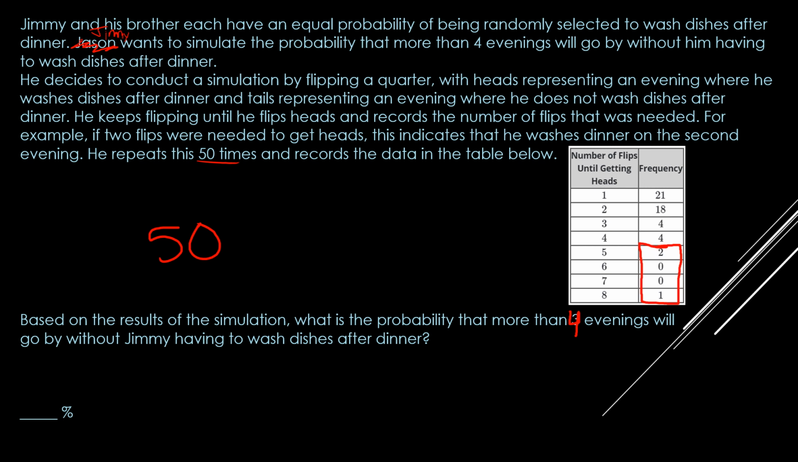So if I look at those numbers that I have squared off there, that's a 2, 0, 0, and a 1. If I add all of those together, 2 plus 0 plus 0 plus 1 is 3, which means he has a 3 out of 50 chance.